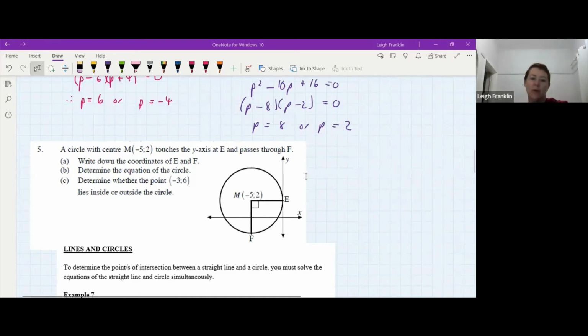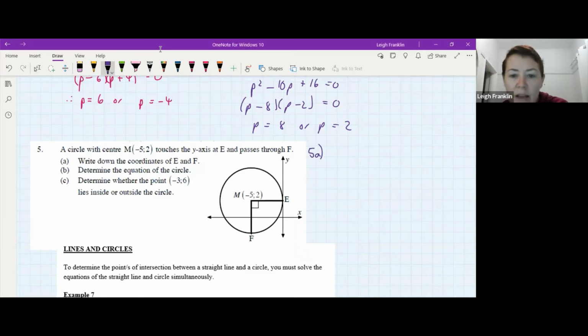Okay, so let's do the next question quickly, and then we can go on to lines and circles, which is a super, super important part of analytical geometry, because we have to be able to solve simultaneously. So when it comes to question 5, maybe we could do this question together, and then we can have a look at the example, and then I want to give you one to try. All right, so now imagine they gave us this question. A circle with center M (-5; 2) touches the y-axis at E and passes through F. In 5a, they want us to write down the coordinates of E and F.